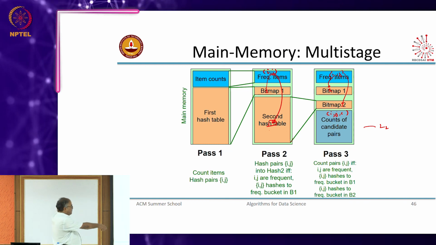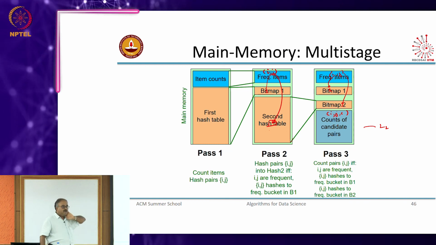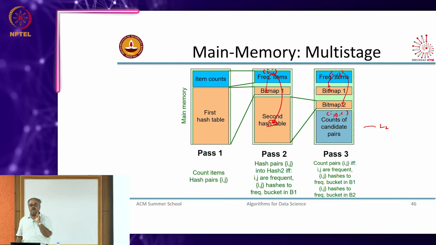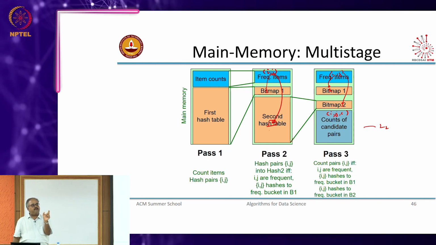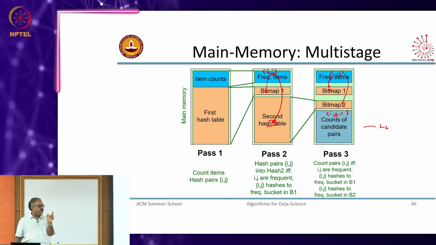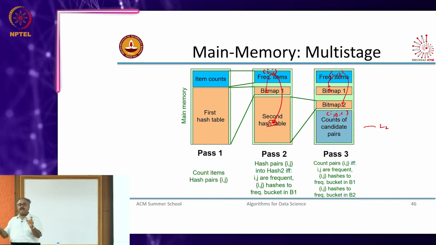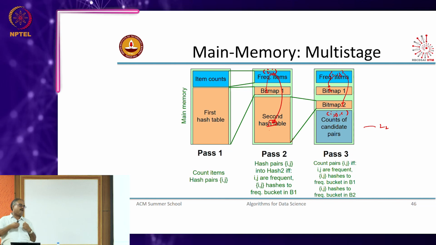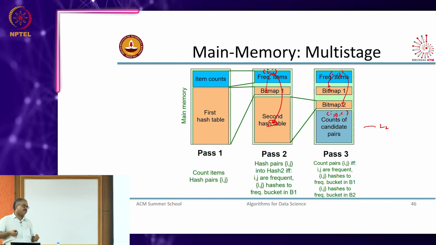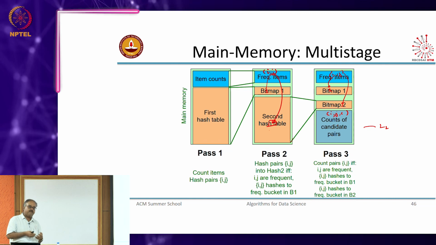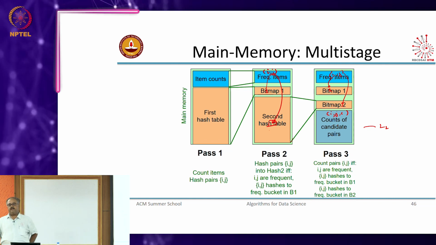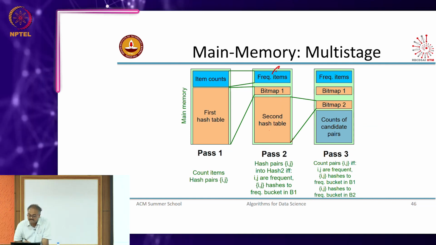So I'll check in bitmap 1. By checking in bitmap 1, I know whether I have actually counted this pair in pass 2 or not. Okay, you get that? So if I have counted this pair in pass 2, then I will check whether the count happened to be in a frequent bucket. If it happened to be in a frequent bucket, then I add it to the items to be counted.